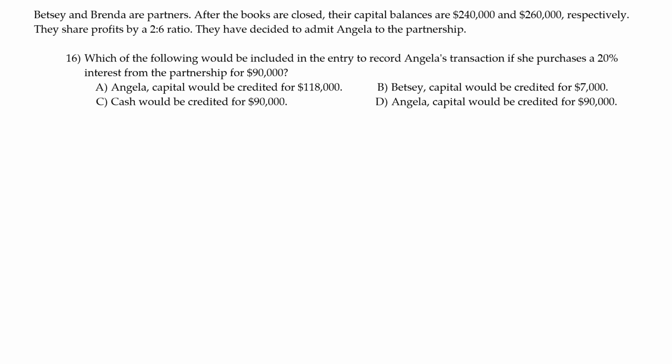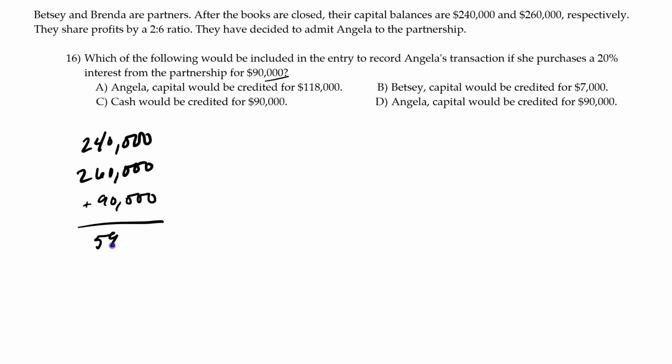So, the way to do this is to start with, what is the capital situation? In this case, the partnership had 240,000 of equity from Betsy, 260,000 of equity from Brenda, and Angela is contributing 90,000. So the equity is going to increase 90,000. So the new equity, the partnership of the three, is going to have 590,000 of equity.